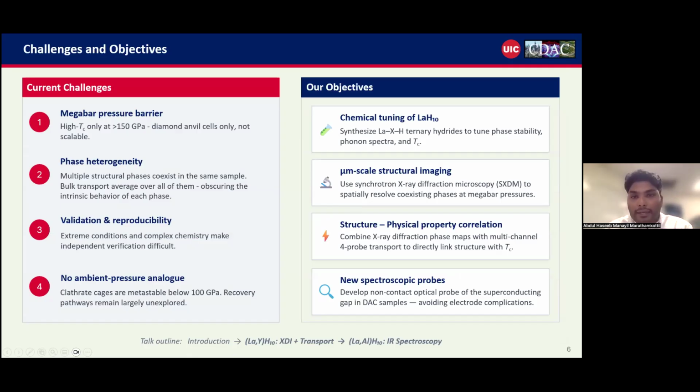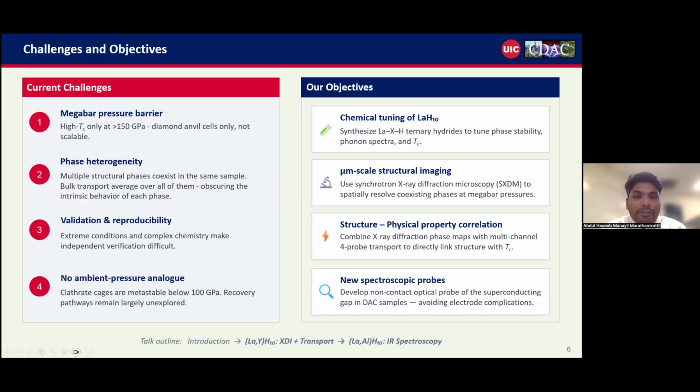Binary hydrides established the records. Ternary hydrides are expanding the landscape, but to make real progress, we need to confront what makes this field experimentally hard. First, the megabar pressure barrier. The highest Tc hydrides require pressures above 150 GPa. This is equivalent to 1.5 million atmospheres, accessible only in diamond anvil cells with samples roughly 30 microns across. Not scalable, but the science is real.